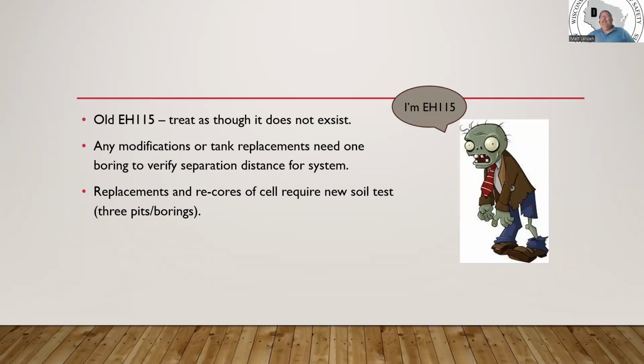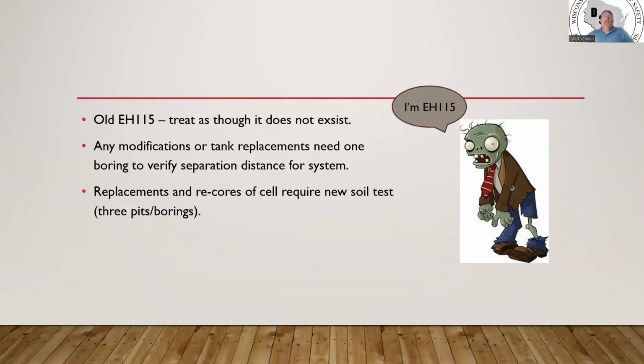With the last code change, perk tests are no longer valid. So treat them as though they don't exist. If you don't have anything, and that's what a perk test, EH115, is, it's nothing. So don't even pretend it's there. If you're doing any modification or a tank replacement, you need to have at least one boring to verify the separation distance for that system. So if we're replacing a tank but we have a drain field, we need to have one boring out there by that drain field to verify that it meets the separation distance.